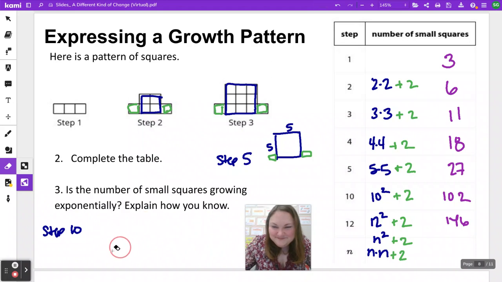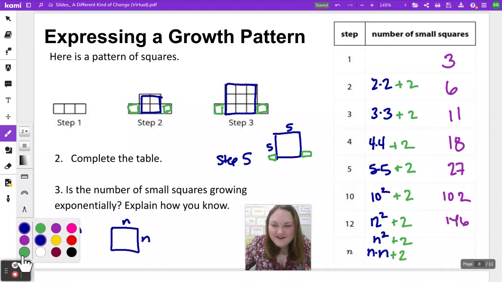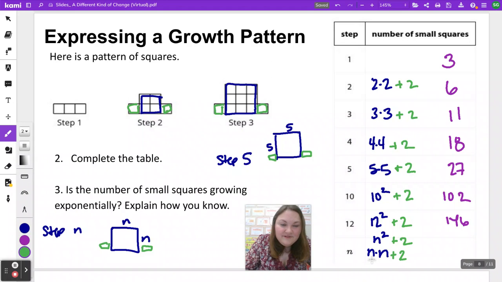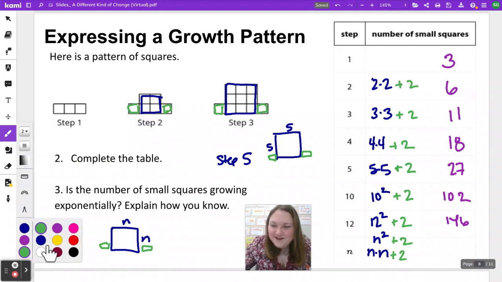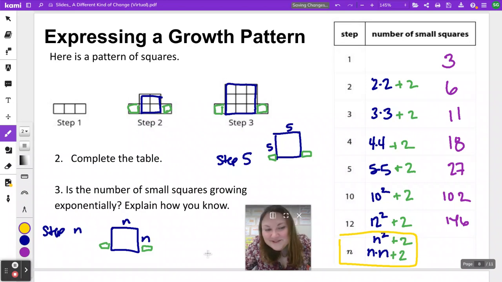let me make some room. Step n would have an n by n square in the center, same as these up here. And then there would be those 2 squares at the end, same as all the others. So we finish off our table by saying this pattern here can be described as either n times n plus 2 or n squared plus 2.